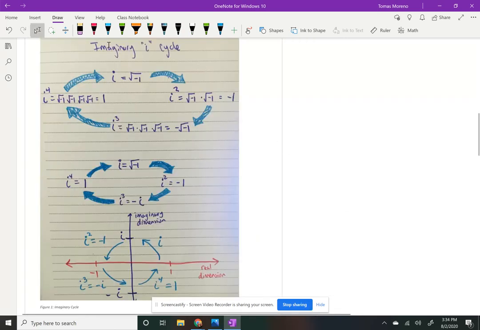Hello. So this is a little reminder sheet that I like to use, right? I call it the imaginary cycle. And it kind of gives me the flow of things, right? Some of you guys might see this later on.